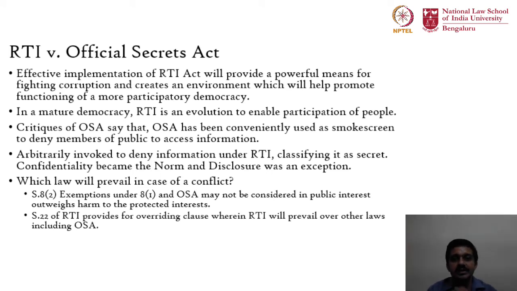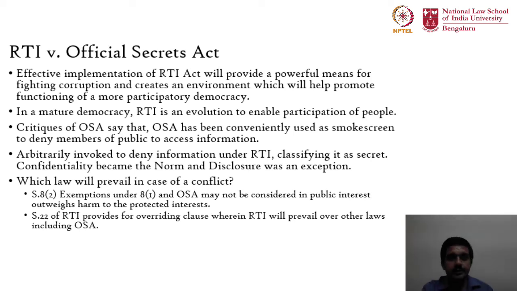Now let's try to answer the dilemma as to which act will prevail, whether it is the Official Secrets Act of 1923 or the Right to Information Act of 2005. The Official Secrets Act of 1923 provides for the state to classify information as secret or confidential, and thereby makes provision for the prosecution of any person who is found to be in violation.